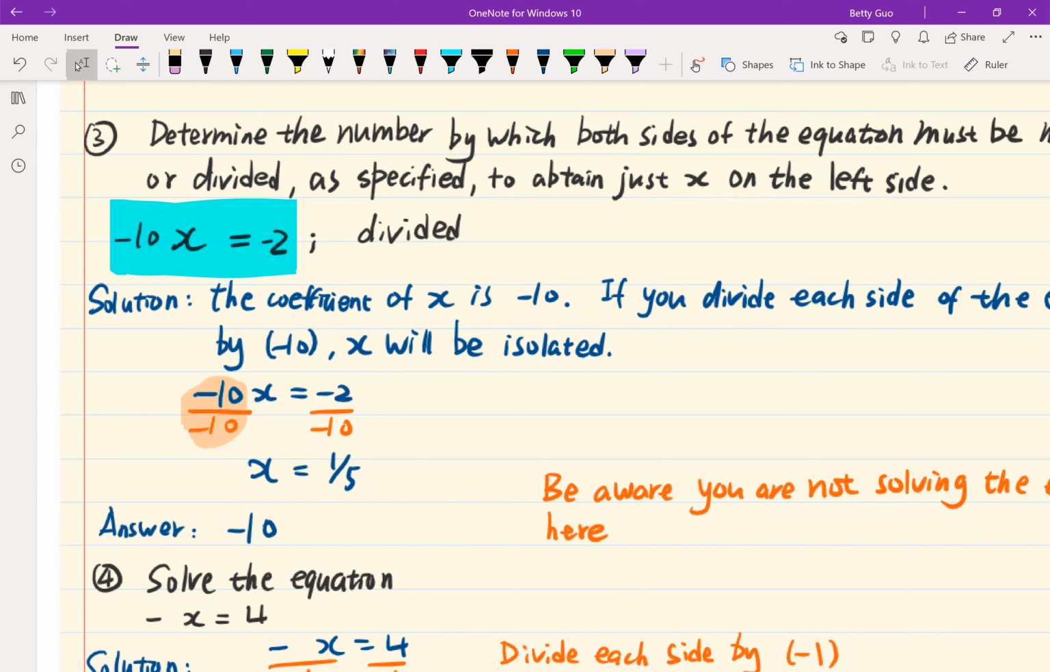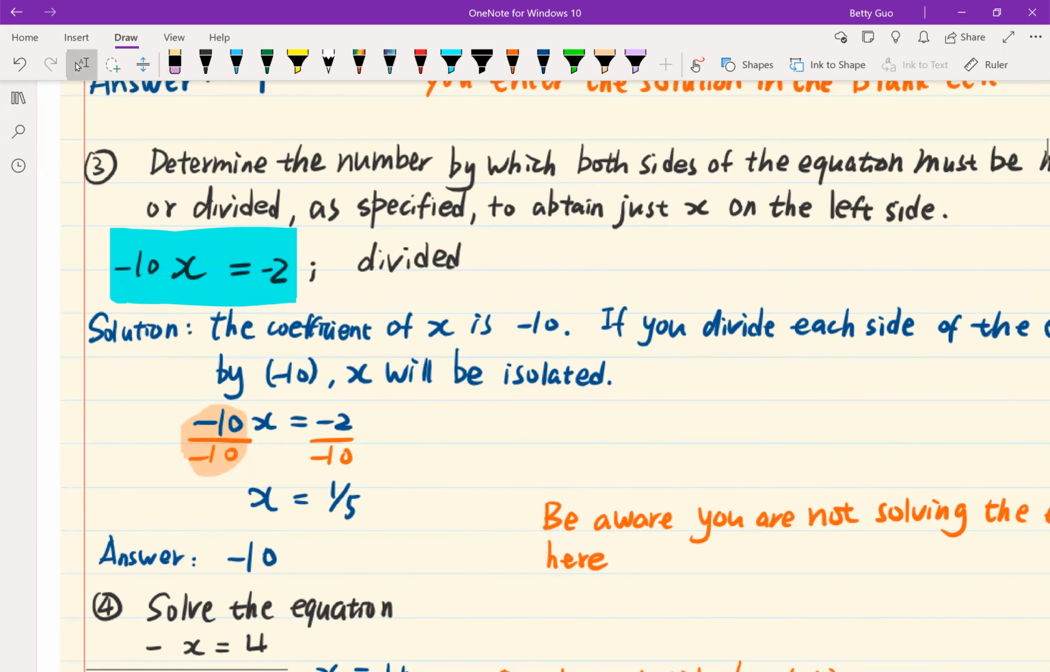I did extra in the review. Did I post the review in Moodle yet? I might not have, so I'm going to post that today. In the solution, I did more, but we don't have to do that. It's just extra. You are choosing the number you are going to divide the equation by to isolate x on the left. You are not solving the equation. As I wrote here, be aware you are not solving the equation here. Any questions?